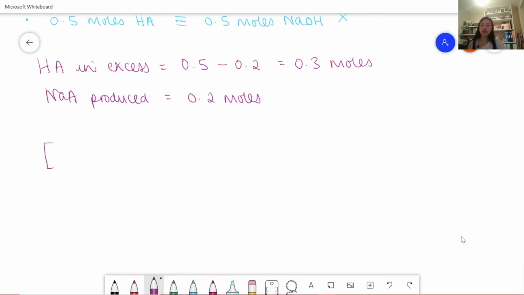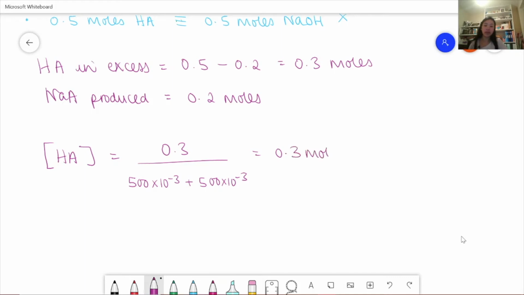So we have the concentration of the weak acid is equal to this 0.3 divided by the total volume of the reactants. And so because we have 500 centimeters cubed of the weak acid and 500 centimeters cubed of the sodium hydroxide, we must have 500 times 10 to the minus 3 plus 500 times 10 to the minus 3 as the total volume. And so this equals 0.3 moles per decimeters cubed.